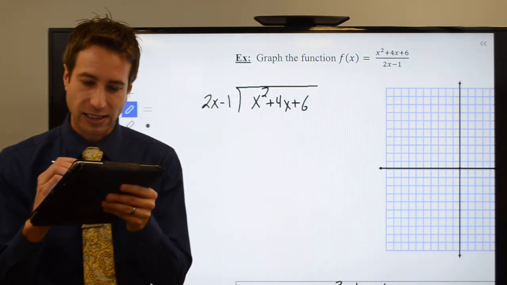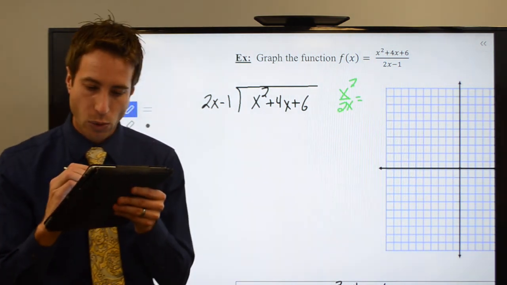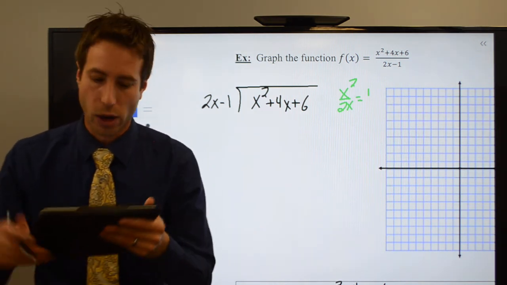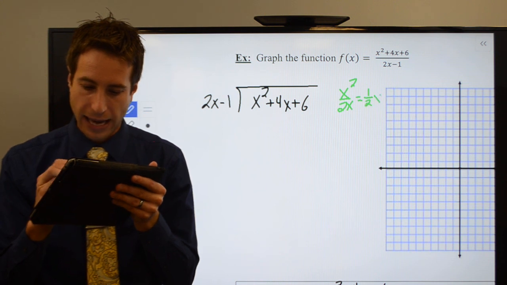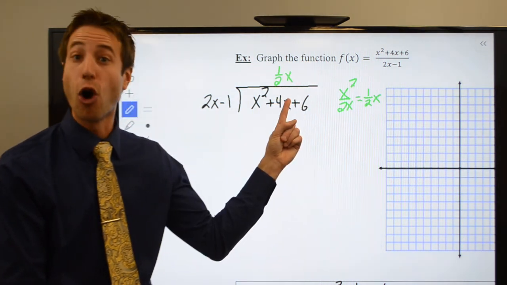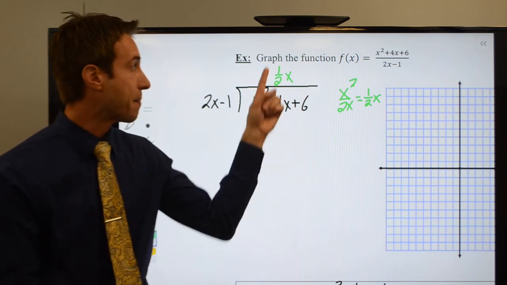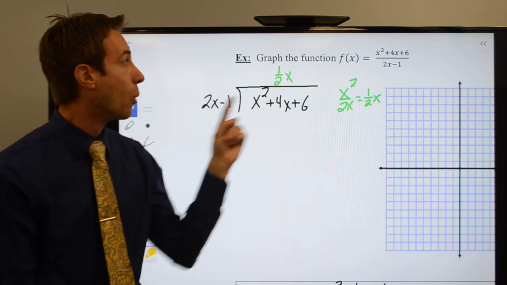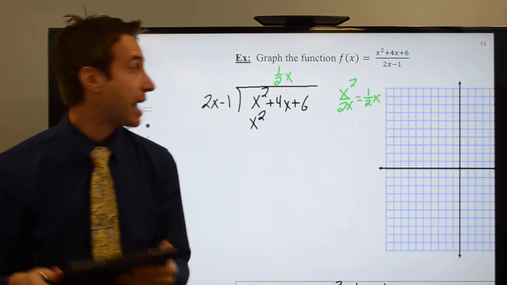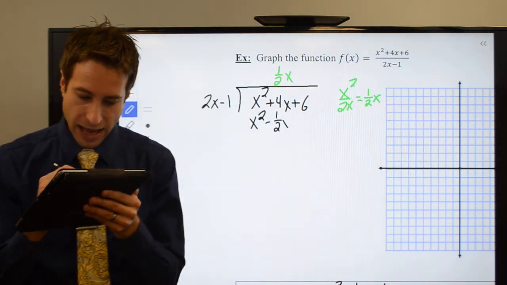I like to do that as a little bit of side work. x squared divided by 2x means that I'm left with x over 2, or that's the same as 1/2 x. So 1/2 x, and make sure you line up the powers, right? It's an x to the first, so put it over top of the x to the first. Step 1 was divide, step 2 is multiply. 1/2 x times 2x, well, the 2's are going to cancel and leave me with an x squared. Then 1/2 x times a negative 1 is going to be minus 1/2 x.